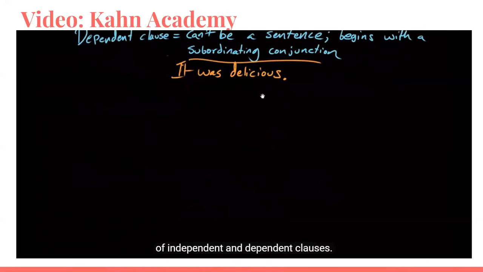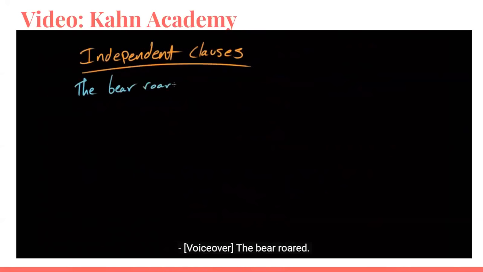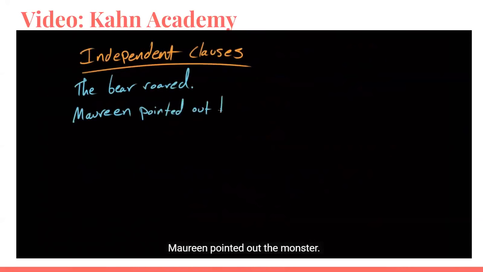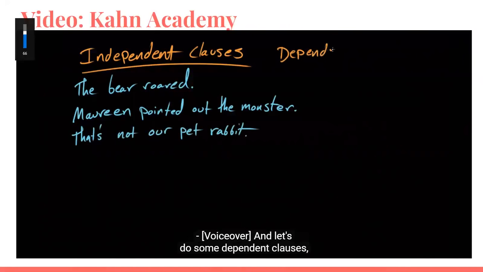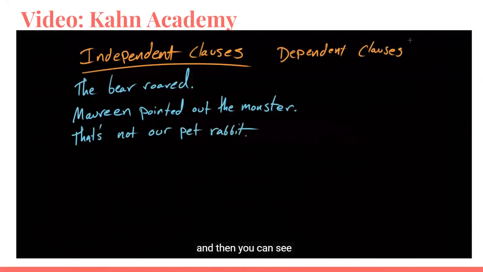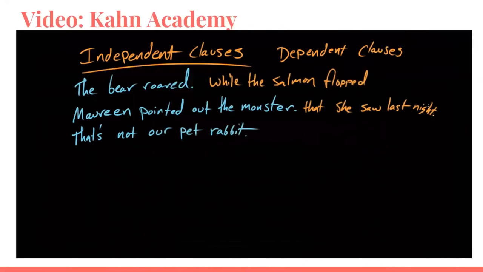I know this is confusing, so let's take a look at a couple more examples of independent and dependent clauses. So the following are independent clauses. The bear roared. Maureen pointed out the monster. That's not our pet rabbit. And let's do some dependent clauses, and then you can see that we'll be able to combine them into sentences. While the salmon flopped, that she saw last night, unless I'm mistaken.